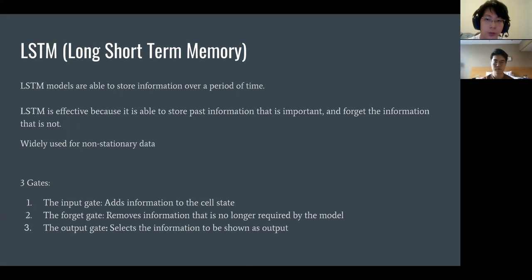We'll be able to decide what information will be stored and what is discarded by using three gates. There's the input gate, which adds information to the cell state. There's the forget gate, which removes information that's no longer needed. And there's the output gate that selects the information that is to be shown as the output. And we'll be able to use LSTM to determine when to buy and sell the stocks chosen using the other models for maximum profitability.